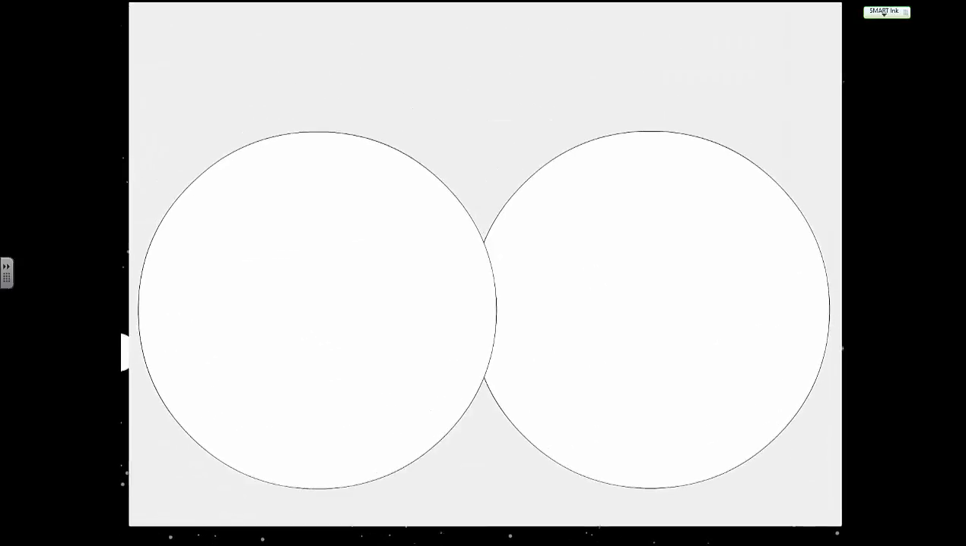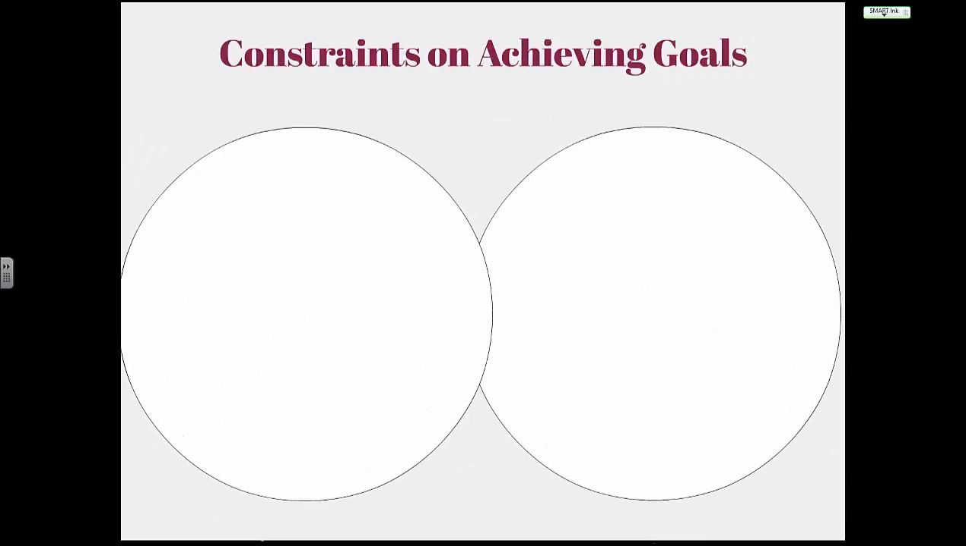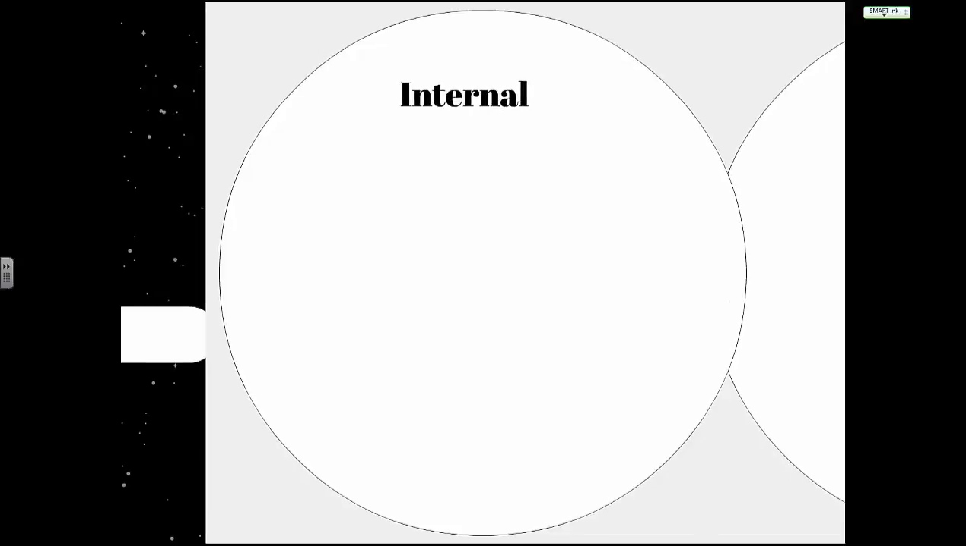Now let's discuss constraints on achieving insurer goals. These can be broken up into internal constraints and external. Let's look first at internal constraints. As discussed in the text, some insurers operate more efficiently than others. An insurer's lack of efficiency can relate to poor management, lack of capital, lack of information technology, and just a general inability to adapt to change.